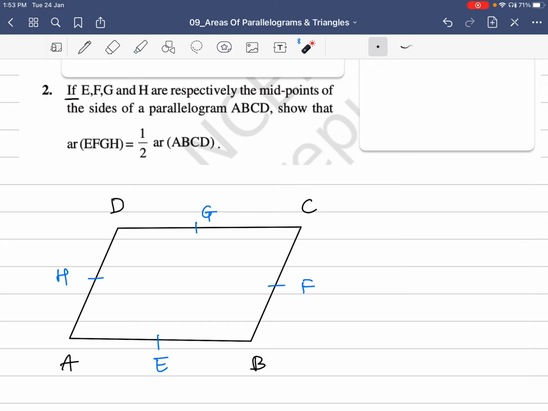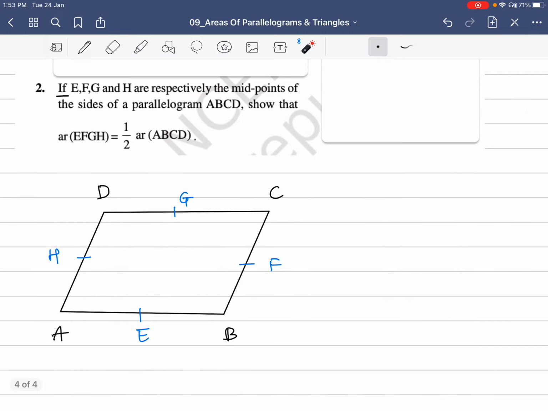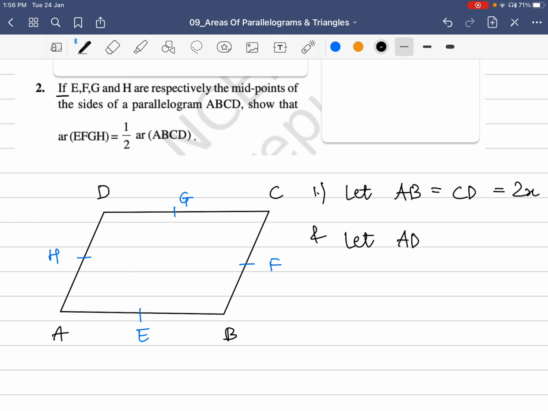Now, the first key information given to us is that these are the midpoints of the sides. We know that in a parallelogram the opposite sides are equal to each other. So step number 1: let AB, which is equal to CD, be equal to 2x, and let AD, which is equal to BC because they are opposite sides of a parallelogram, be equal to 2y.